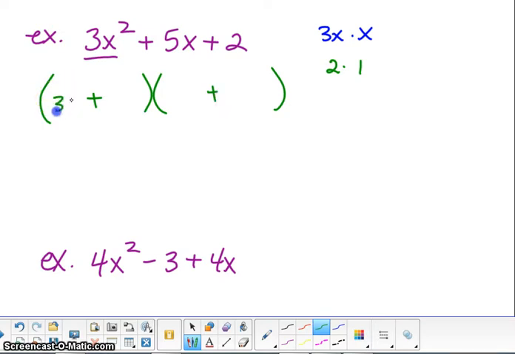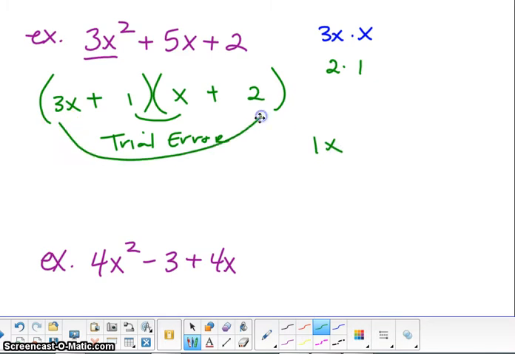Alright, so let's go ahead and put in 3x and x, because that's our only choice. And then we can put a 2 and a 1 in different locations depending on what we need. So my first trial and error is going to be 1 and 2. And I'll go ahead and multiply the insides. I get 1x. And the outsides, I get 6x. And that does not add together to give me 5x.